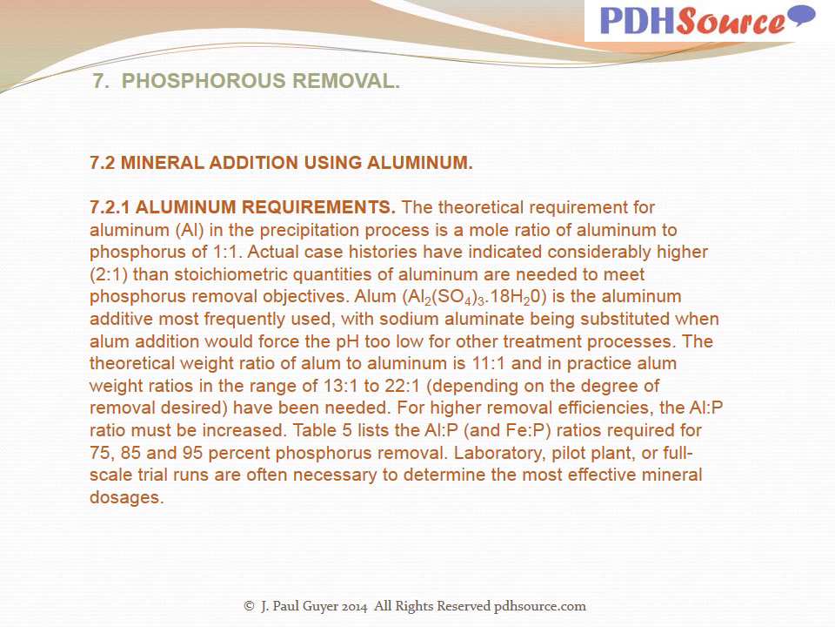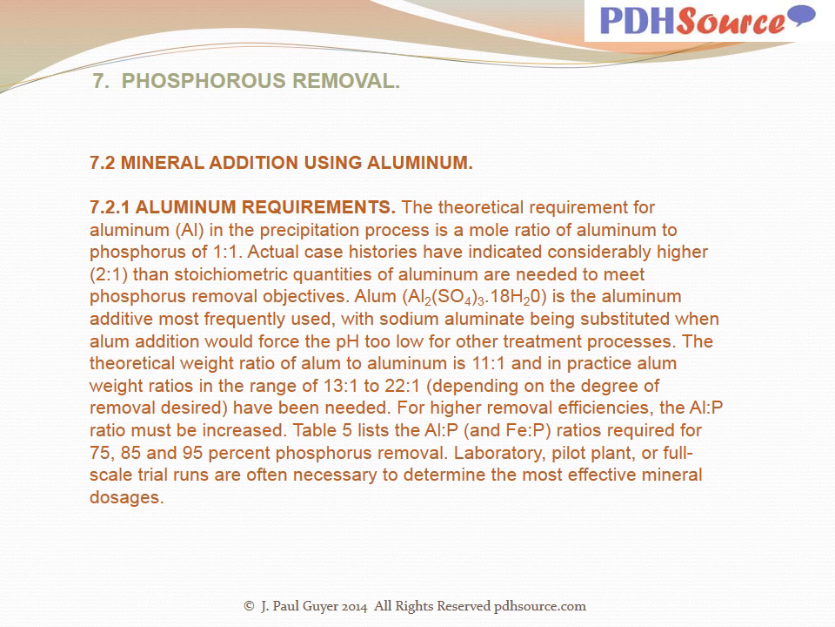With regard to mineral addition using aluminum, the theoretical requirement for aluminum in the precipitation process is a mole ratio of aluminum to phosphorus of 1:1. Actual case histories have indicated considerably higher, up to 2:1, than stoichiometric quantities of aluminum are needed to meet phosphorus removal objectives. Alum is the aluminum additive most frequently used, with sodium aluminate being substituted when alum addition would force the pH too low for other treatment processes.